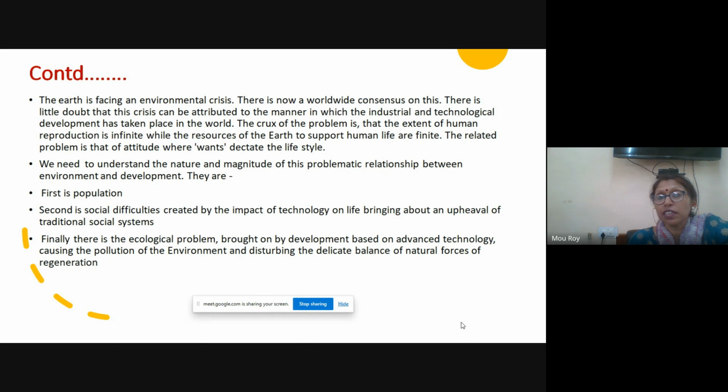There is little doubt that this crisis can be attributed to the manner in which industrial and technological development has taken place in the world. The main crux of the problem is that human reproduction is without limit, while the resources of the earth to support human life are finite. The population is growing, but on the other side, the resources of the earth are diminishing. So the related problem is that of the attitude where wants dictate the lifestyle.